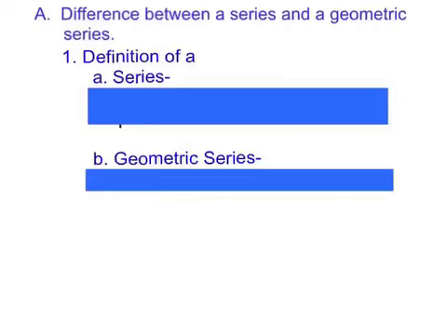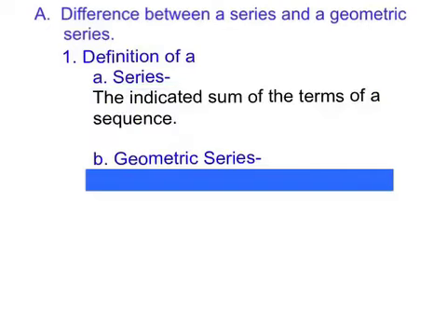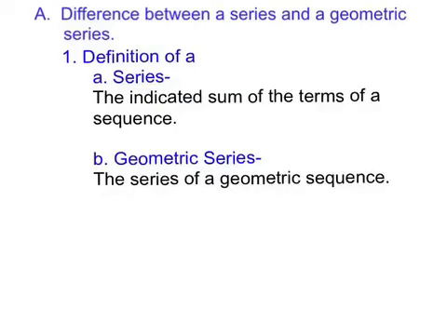Now, let's first of all review the definition of a series. The definition of a series is just an indicated sum of the terms of a sequence. So, if we're going to look at a specific type of series, like the geometric series, it is simply going to be the series of a geometric sequence. Alright, so pause this video and write the two definitions down.